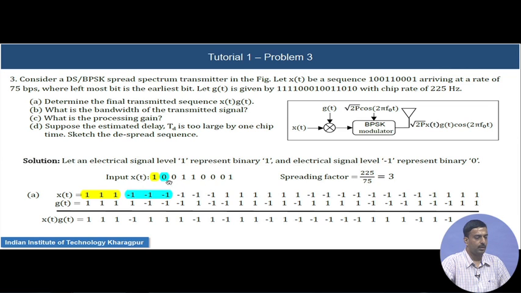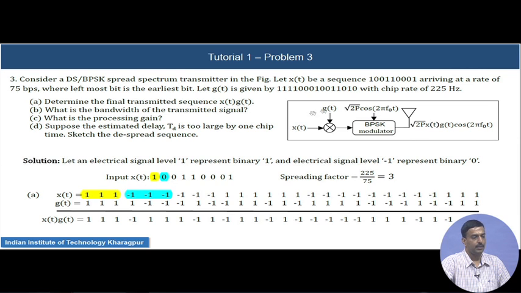So we also see that according to the data given, the chip rate is 225 Hertz, whereas the input data rate is 75 BPS. Since we are using BPSK, we calculate the spreading factor by merely dividing this chip rate of 225 Hertz by 75, and the spreading factor turns out to be 3. Essentially what it means is that for every 3 bits of the pseudorandom sequence, we have the same input data.